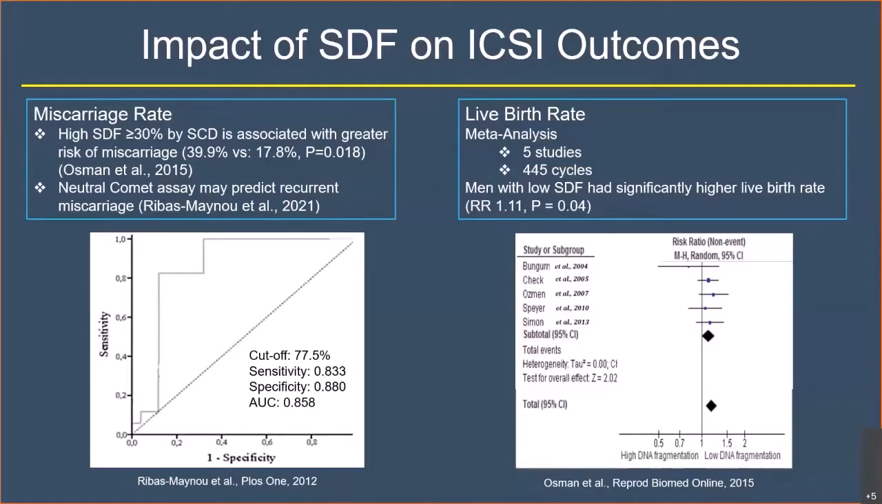Further, the association of live birth rate and SDF was analyzed in a meta-analysis published in 2015, including 5 studies with more than 400 cycles. This meta-analysis reported that men with low sperm DNA fragmentation had significantly higher live birth rate.